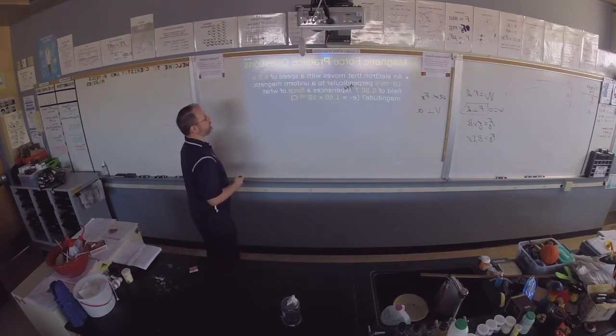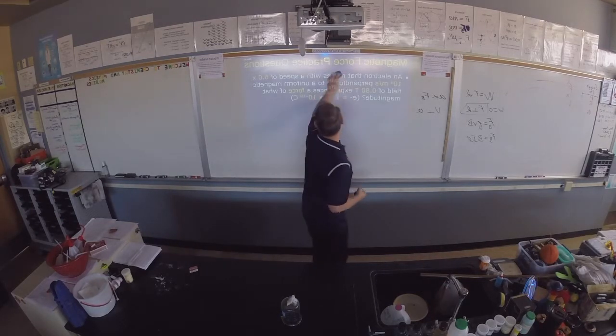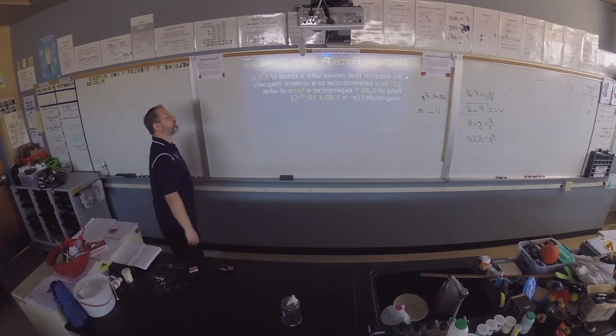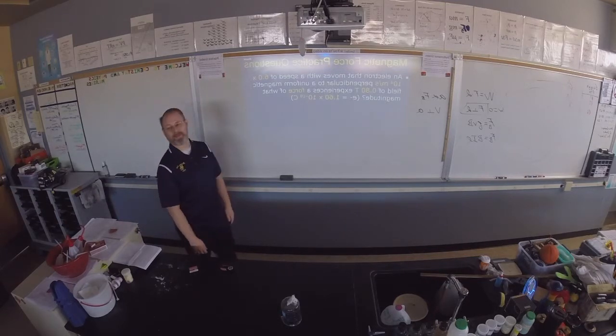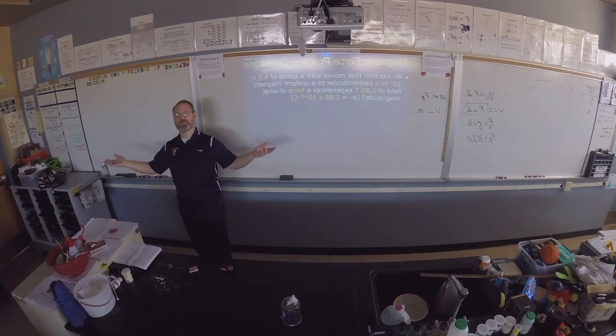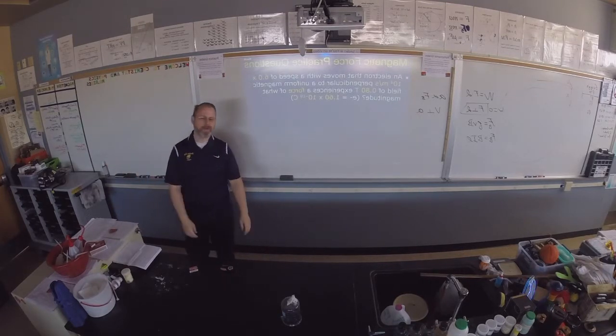An electron that moves with a speed of 6 times 10 to the 4th meters per second, perpendicular to a uniform magnetic field of 0.8 teslas, experiences a force of what magnitude? Now it doesn't ask for the direction, all it wants is magnitude. So find a formula you like, plug the numbers in, and figure out what your F_B is.